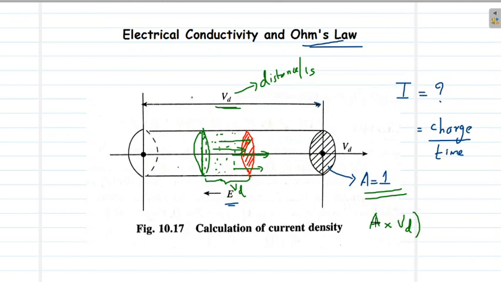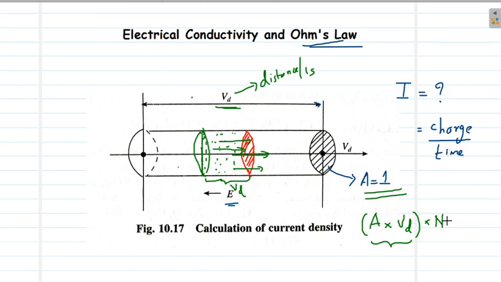So A into Vd is the total volume within which the electrons will be able to cross the cross section. Since there are n charges per unit volume, multiply this volume with the charge density in order to get the total charge that will be able to cross the considered cross section. So effectively, the charges within this volume A into Vd will be able to cross the cross section, and we multiply by n, the charge density per unit volume, to get the total number of charges that will be able to cross the cross section.